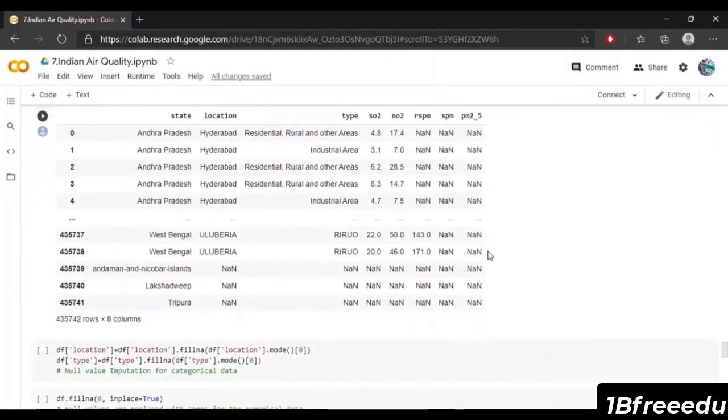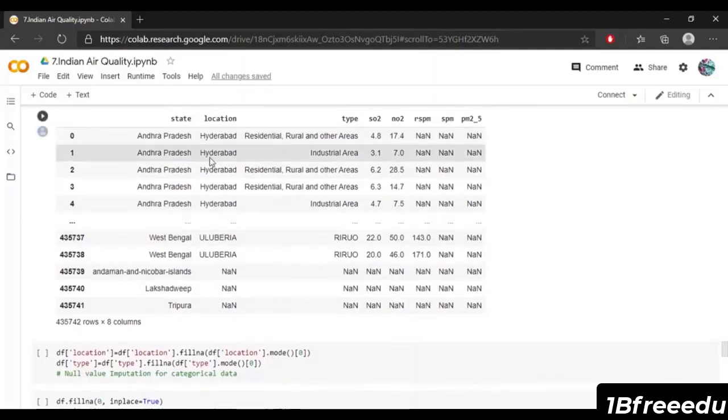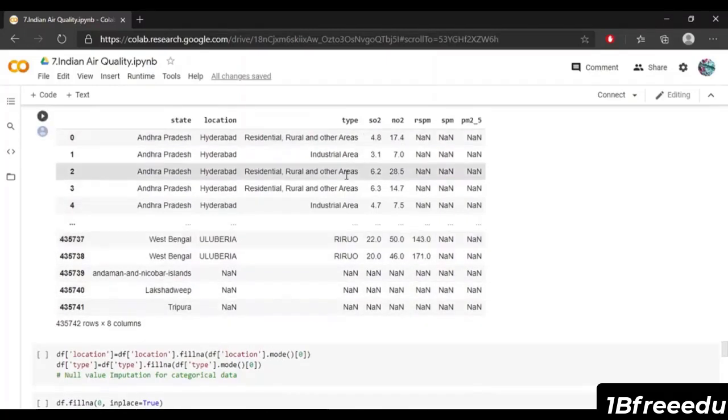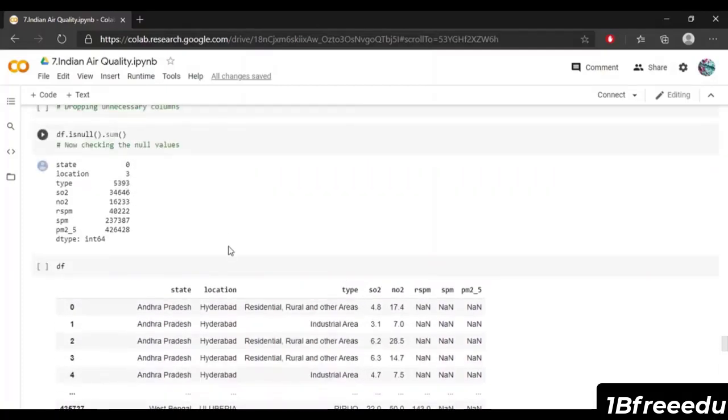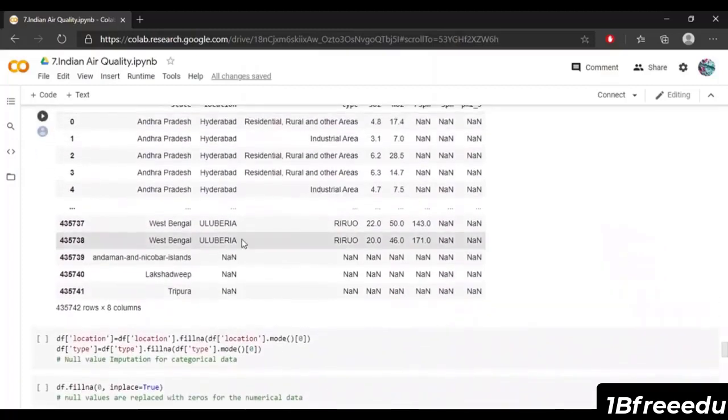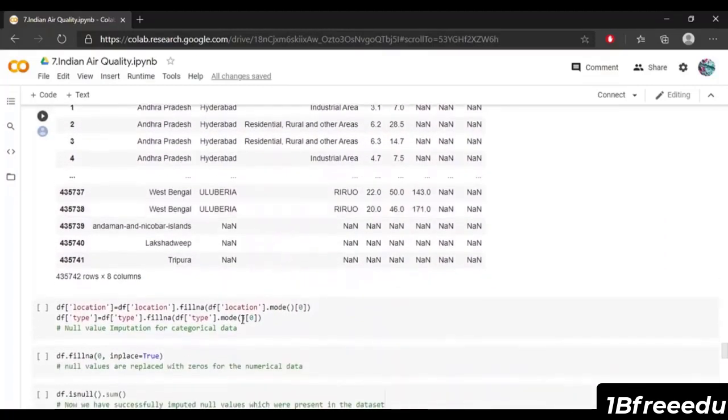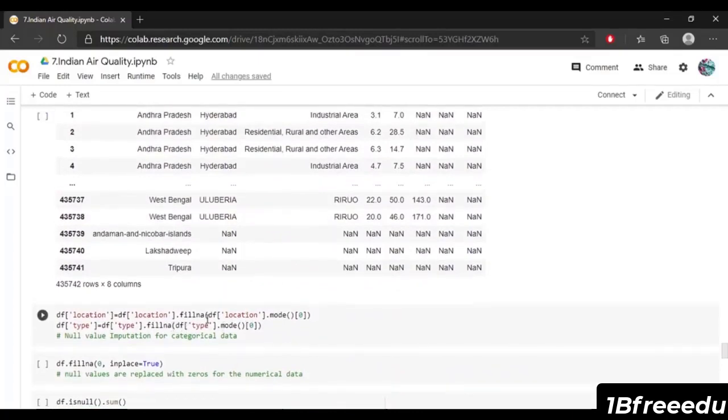So what we have done over here is, as I told earlier, wherever we have categorical data, we impute it with the help of mode. Over here we have used the column location, and we have filled the null values with that column's mode. And again, we have another column over here, which is type. Even this column had some missing values in it, as you can see over here. So we have again imputed this categorical column with the help of mode, filling it with that column's mode.